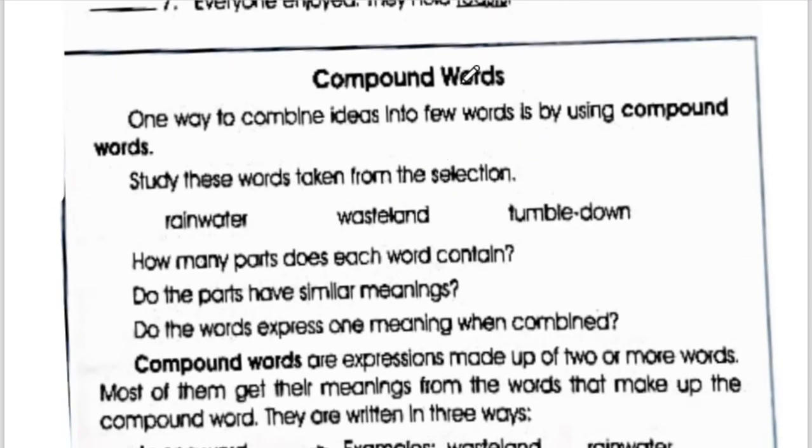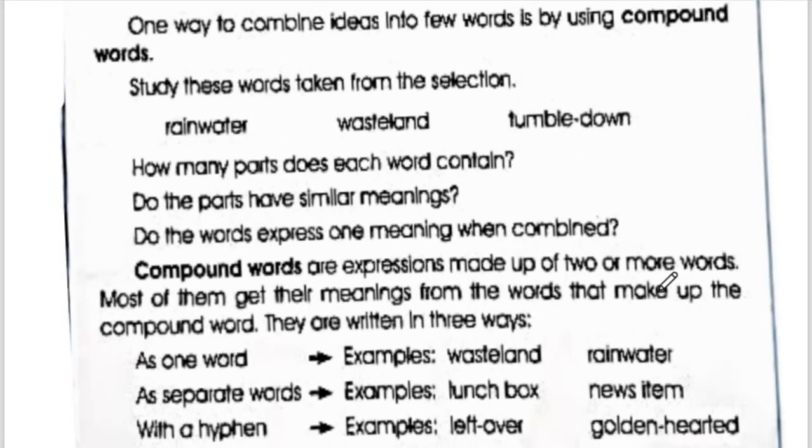At this time, let's learn about compound words. When we say compound words, one way to combine ideas into few words is by using compound words. Let's study these words taken from the selection: rainwater, wasteland, tumble-down. How many parts does each word contain? Do the parts have similar meanings? Do the words express one meaning when combined?